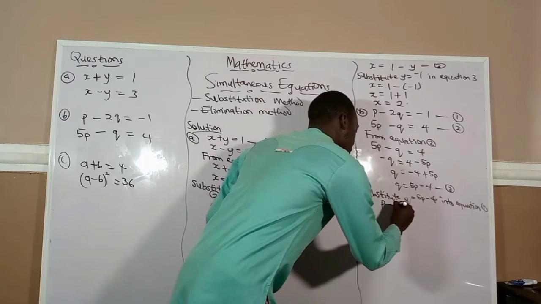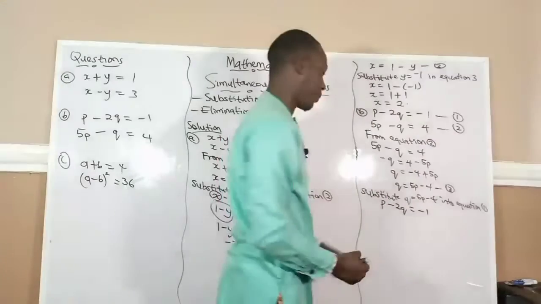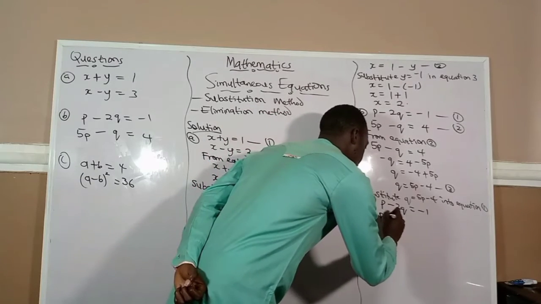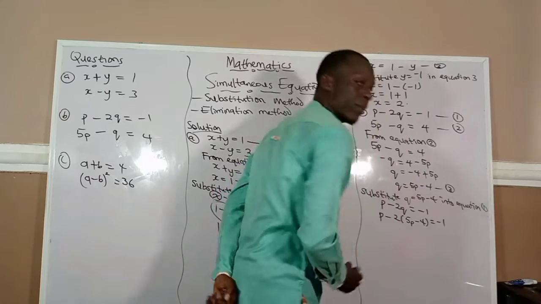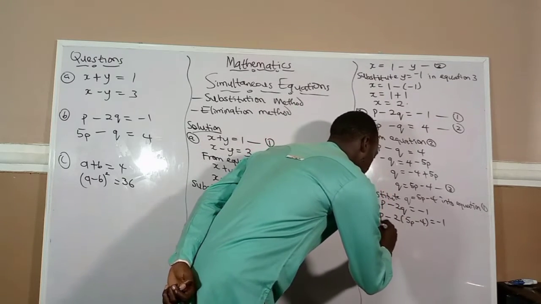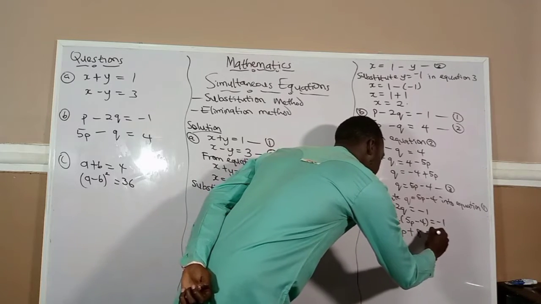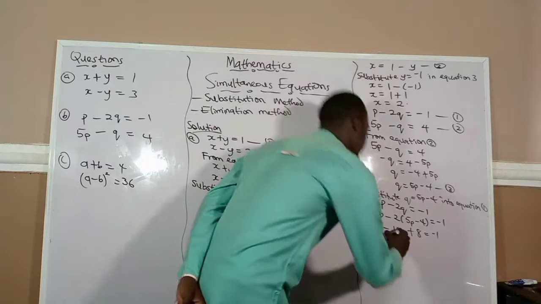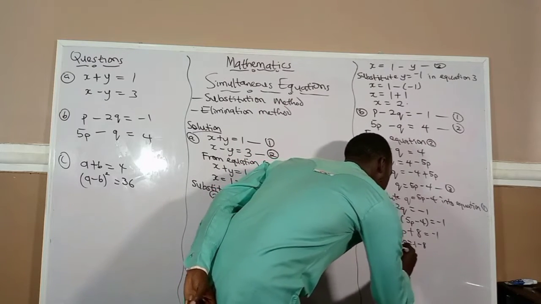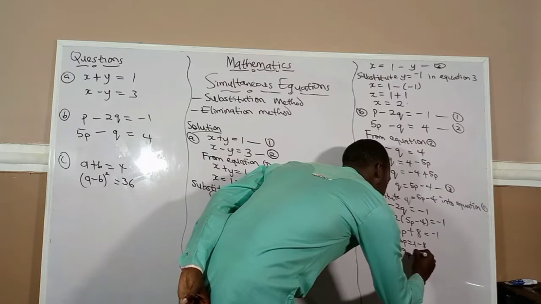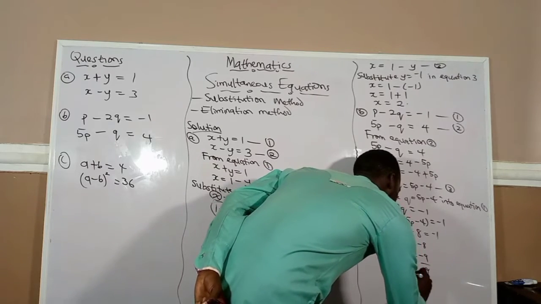And don't forget, my equation 1 is p minus 2q is equals to minus 1, which means that I'm going to have p minus 2 into 5p minus 4 is equals to minus 1, which means that p minus 10p plus 8 is equals to minus 1. So I can have that p minus 10p is equals to 1 minus 1 minus 8, and then it means that minus 9p is equals to minus 9. Divide both by minus 9, and I have p to be equals to 1.